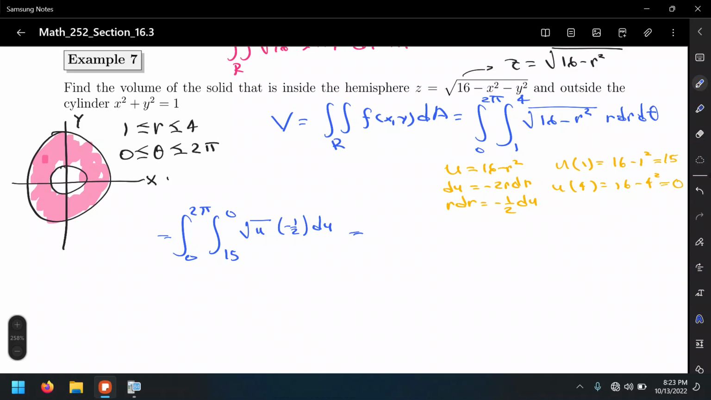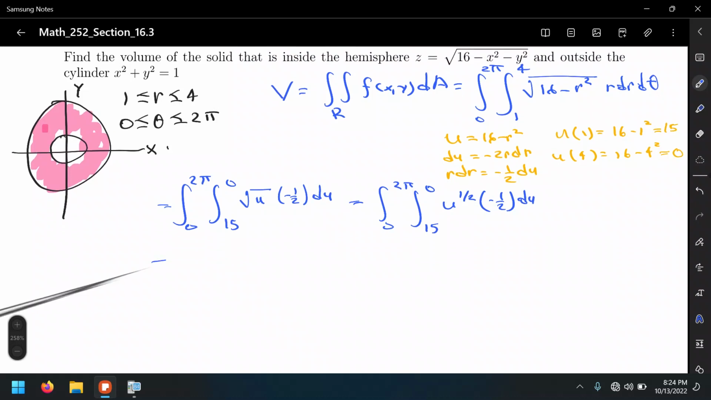And this is the same as saying the integral from 0 to 2 pi, the integral from 15 to 0, of u to the 1/2 times negative 1/2 du. And we can integrate u to the 1/2. You know what? Let me get rid of the negative and change the limits of integration from 0 to 15, so we don't do too many operations afterwards.